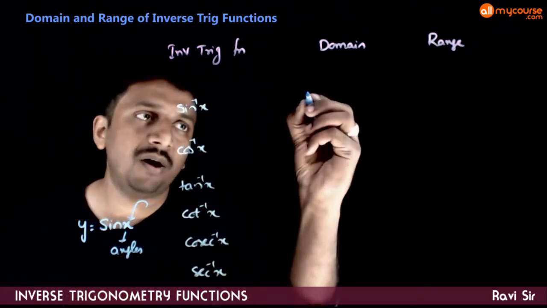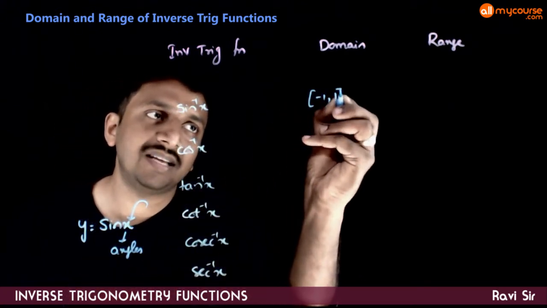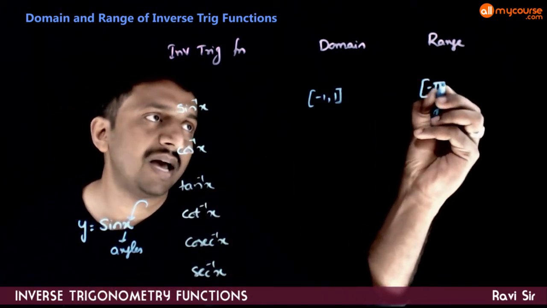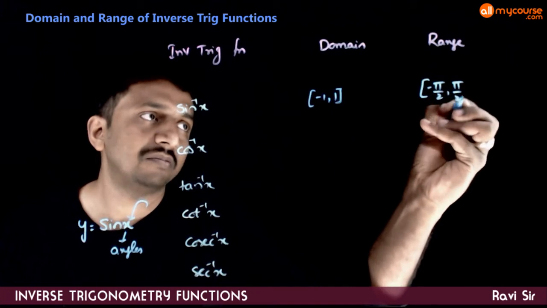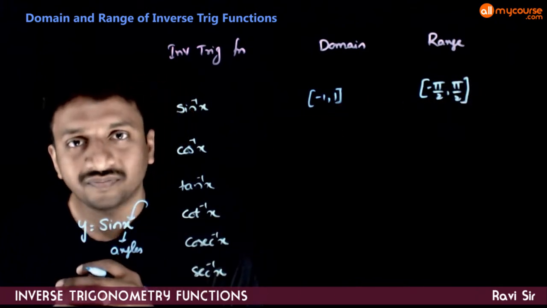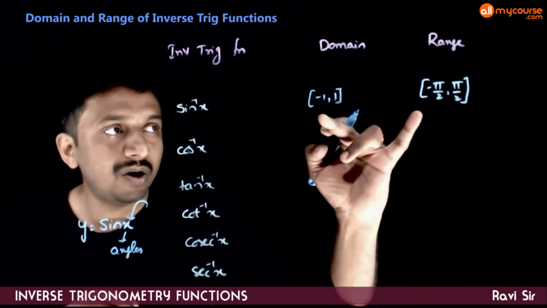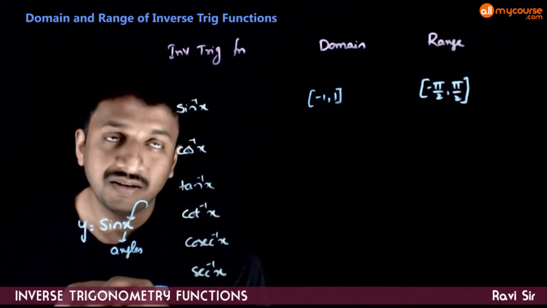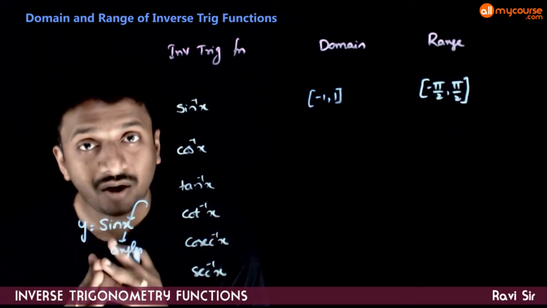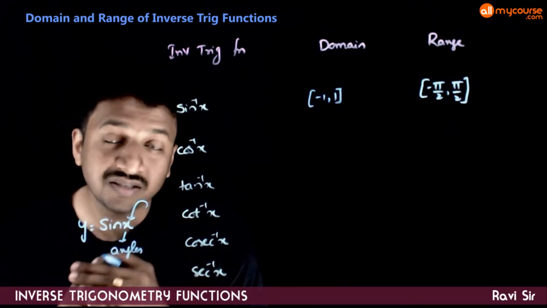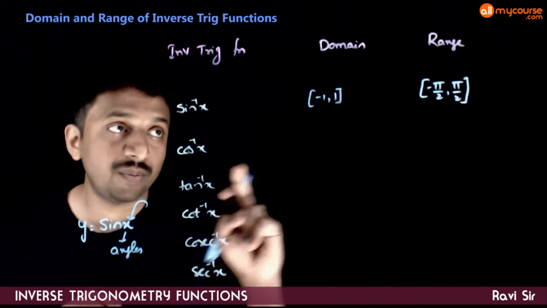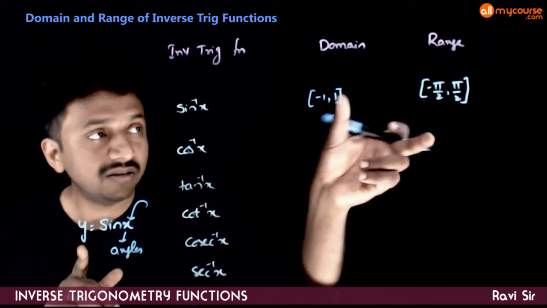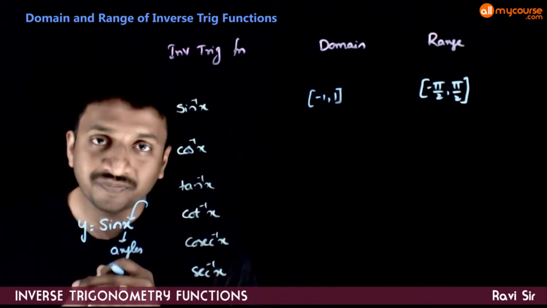So what is the domain of sine inverse x? It takes in numbers between minus 1 and plus 1, and the range is minus pi by 2 to pi by 2. You get this from the restricted domain and range of the original function. So what is the restricted domain and range of sin x over which the inverse is defined? Domain is minus pi by 2 to pi by 2. Range is minus 1 to 1. So for the inverse function, domain and range get reversed.